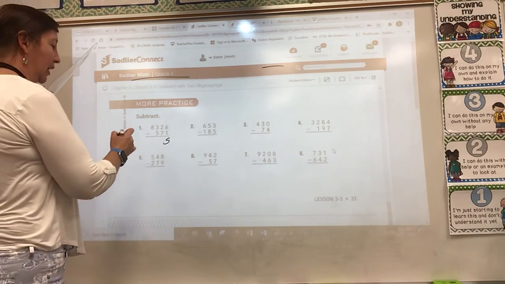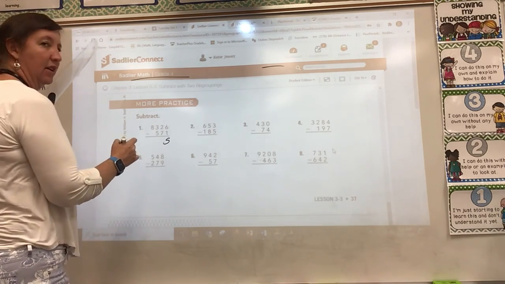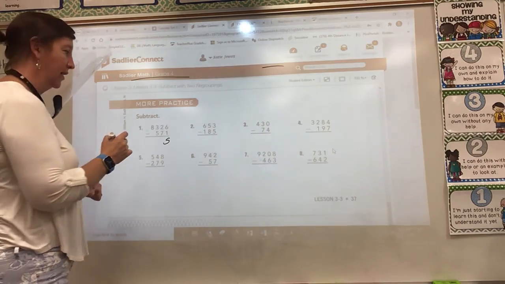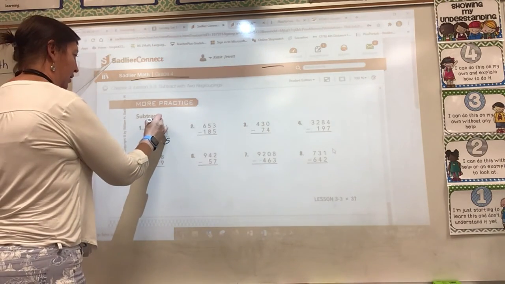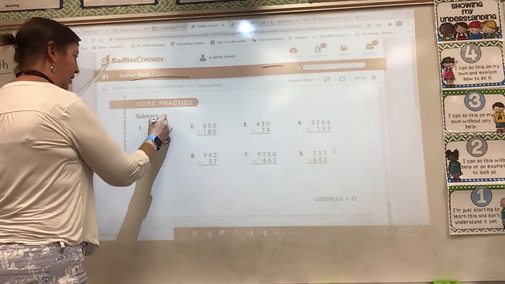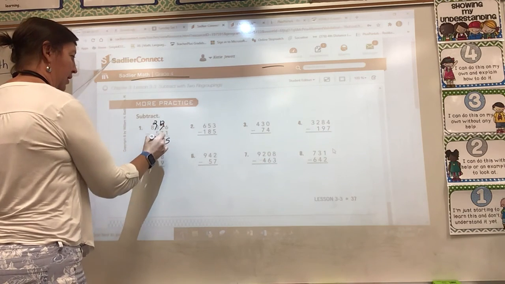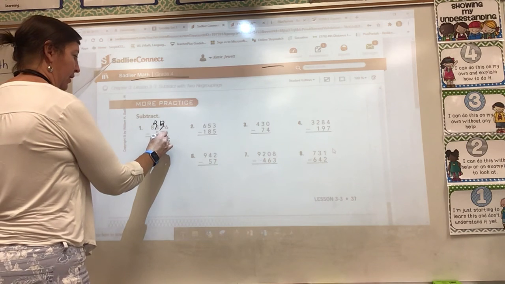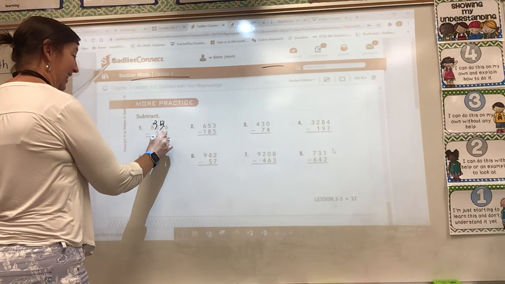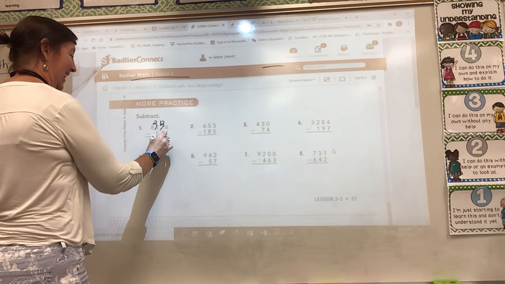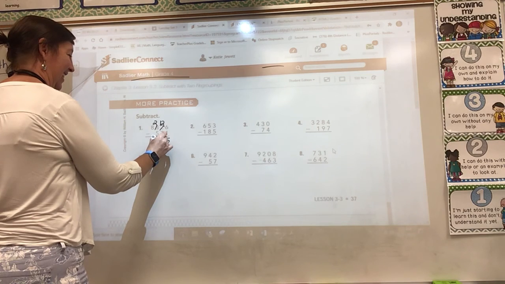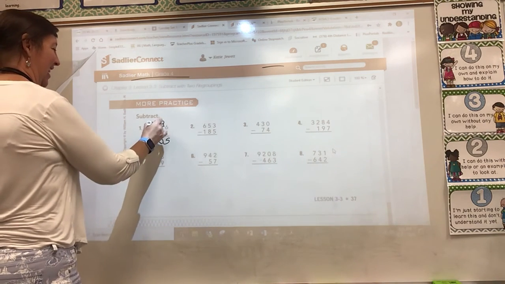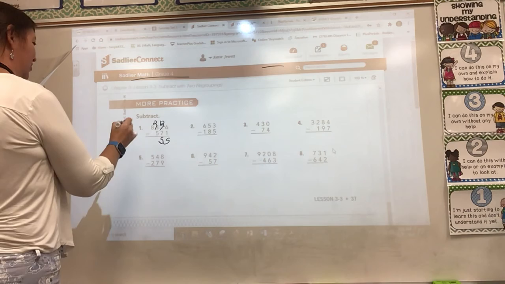Tatum, can I subtract 7 from 2? No. What do I have to do next? You have to go to the 3 and change the 3 into a 2 and then make it 12, and then 12 minus 7 equals 5. And then I can't subtract 5 from 2.